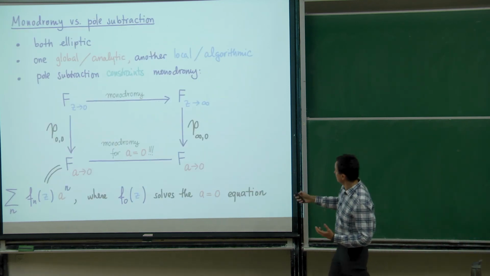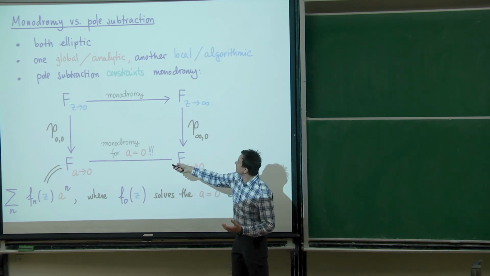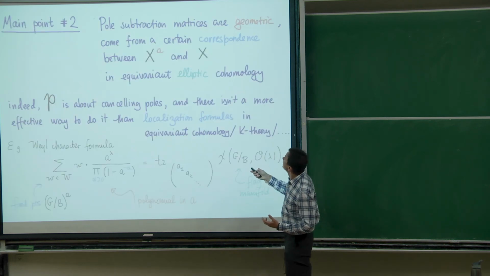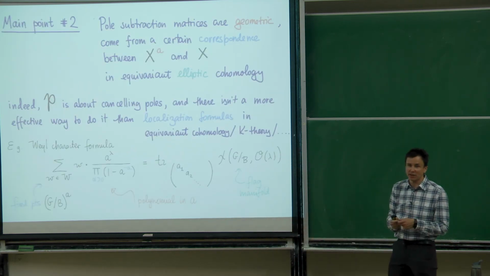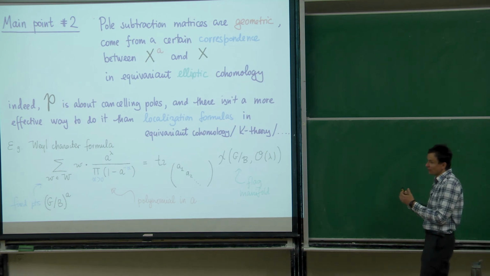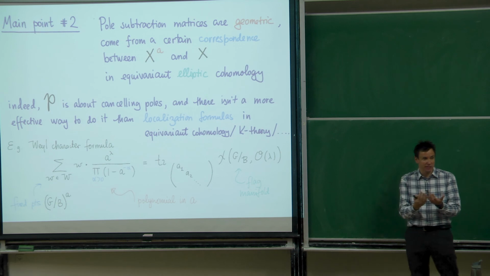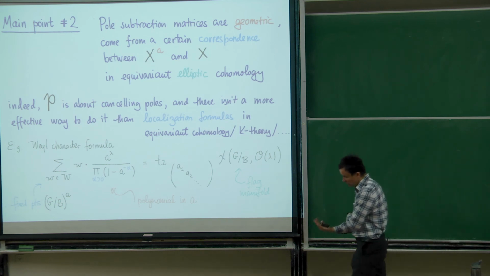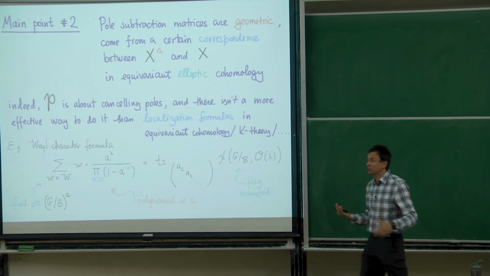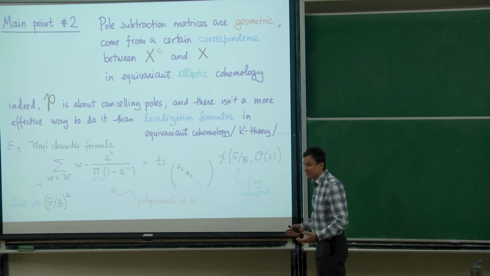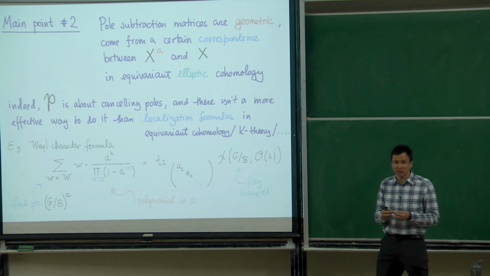So maybe I'll write it here. So here's the equation for X, and here's the equation for the fixed locus. So there has to be some elliptic matrix that somehow connects the fixed locus and the ambient space. And what it in fact really is comes from a certain correspondence between the two in equivariant elliptic homology. And of course, this is certainly not the place to start the discussion of how this actually goes.